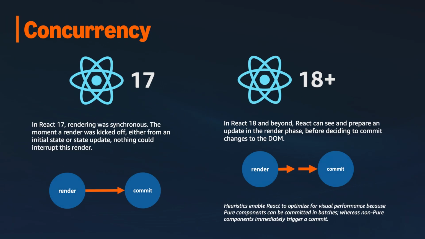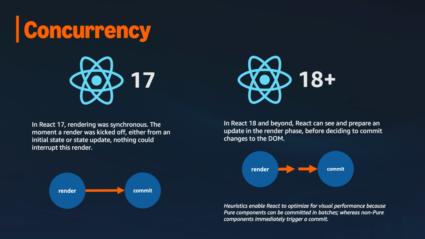So now let's quickly talk about the concept of concurrency in rendering. Like we said before, it was a feature that was introduced in React 18 and is available today on React Native for Vega. The key difference is the ability to interrupt and batch changes. In older versions of React, rendering was synchronous, which means that the moment the render kicked off, either from initial load or a state update, nothing could interrupt that render.